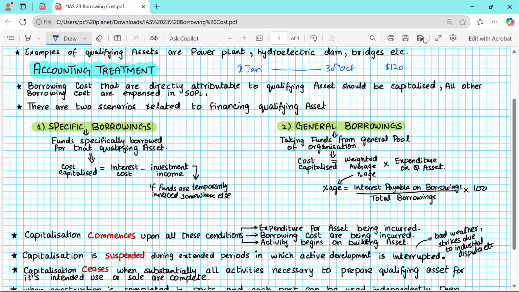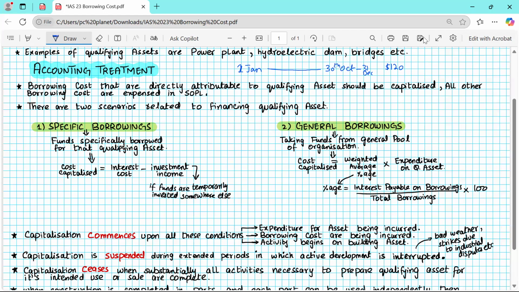Okay, interest cost for the year was 120, and you know that year end is 31st December, right? Now the question is, should you capitalize all of this 120 interest cost on this asset? No, you only capitalize the directly attributable. Now, what will be the directly attributable? You started construction on 1st January. Exactly, yes. 10 months, okay? Till 30th October, 10 months.